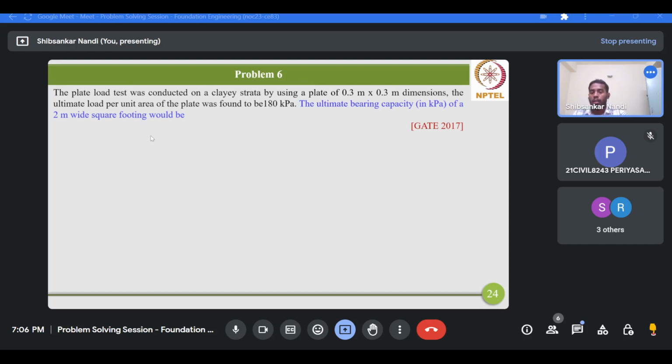So this is a very simple problem. If you know the fundamentals, then you can easily answer it. Here the ultimate bearing capacity, or the ultimate load per unit area of the tested square plate, is given as 180 kPa. Now you have to extrapolate the ultimate bearing capacity for a 2 meter wide square footing using this information. Now what would be your answer? And the soil deposit is purely cohesive in nature, that is a clay strata.